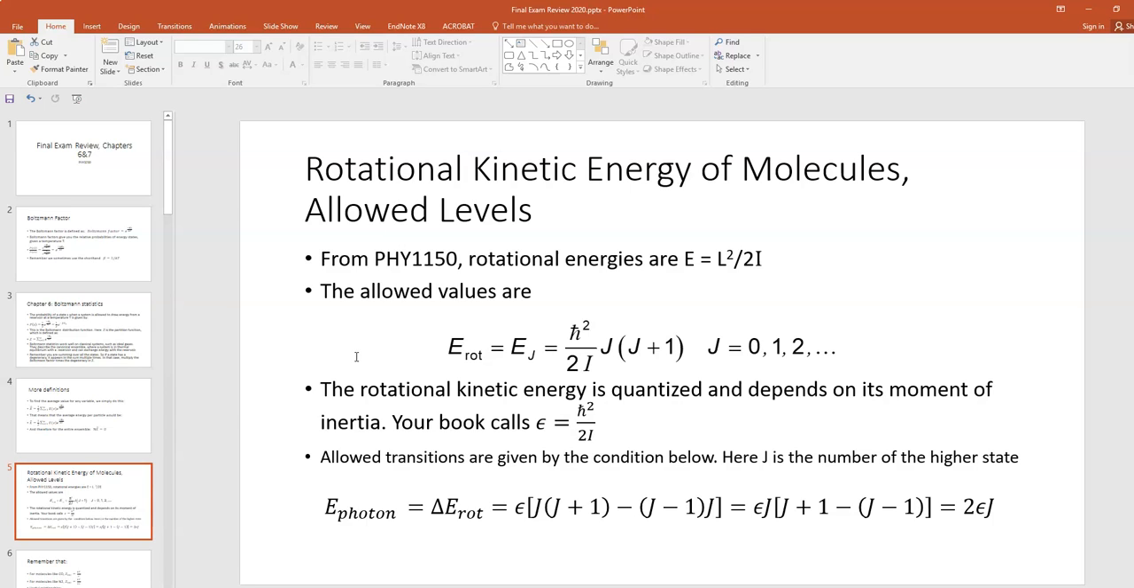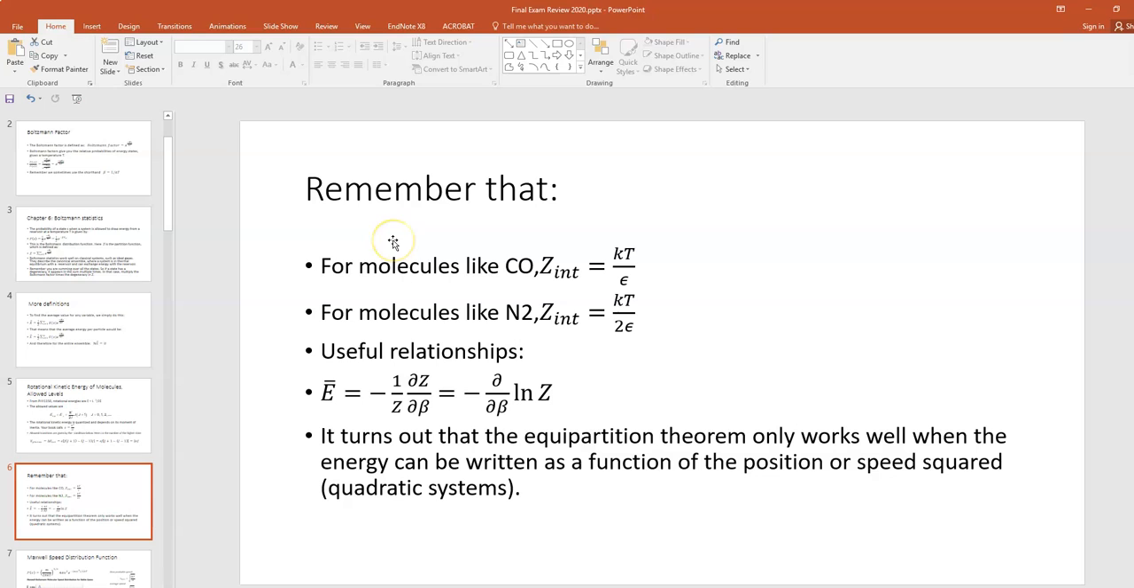Now, of course, what happens is the particles will change energy between neighboring energy states. And if they do that, then they have to absorb or emit a photon of the energy equal to the energy difference between those states. So if you do the math and work that out, then that ends up being 2 epsilon j.